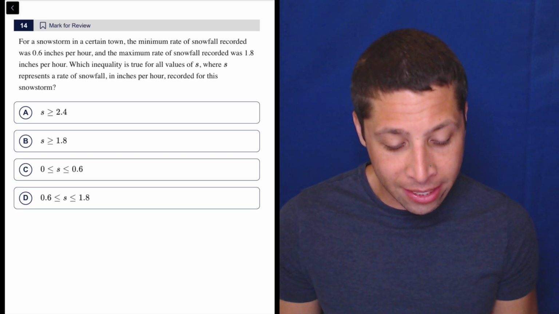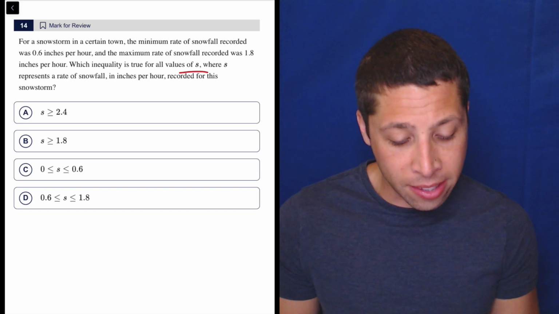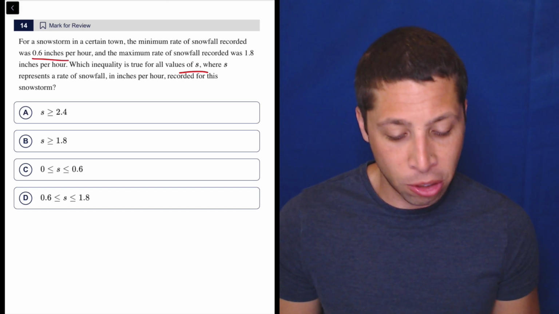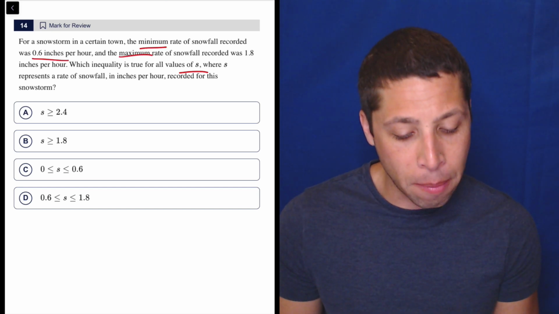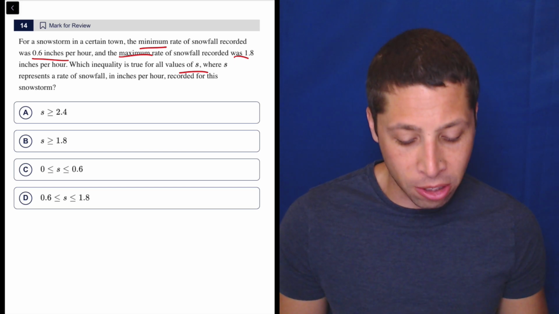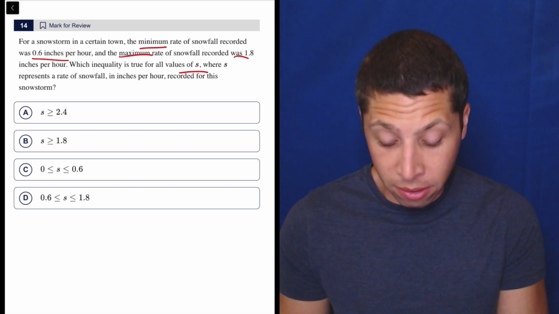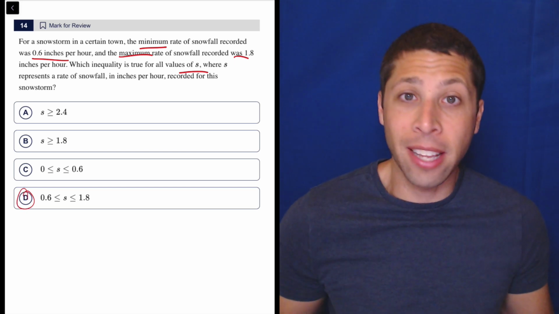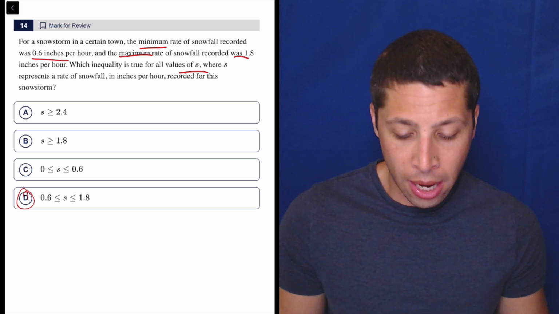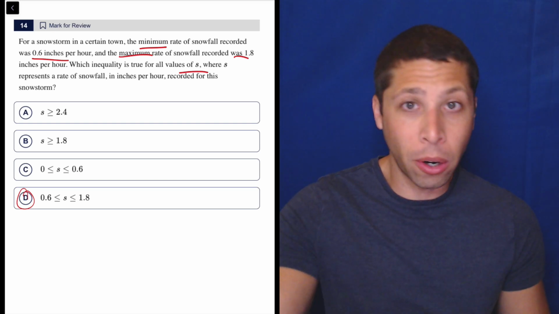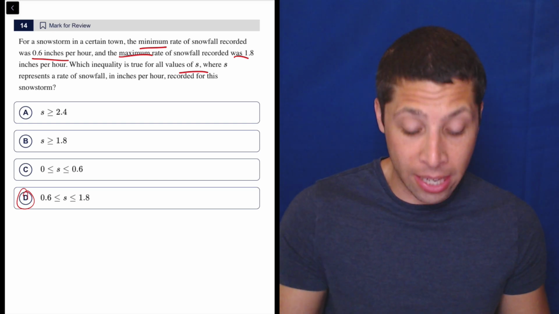Basically, they tell us that this value of S is somewhere between 0.6 inches per hour. That's the minimum, and then has a maximum rate of 1.8 inches per hour. I don't know, to me, even just only choice D even makes any sense, right? It's the only one that even has those numbers. For question 14, we're already halfway through the section. This seems very, very easy.